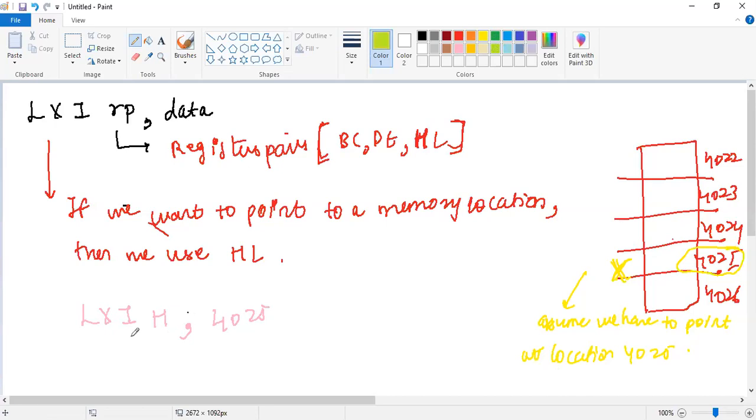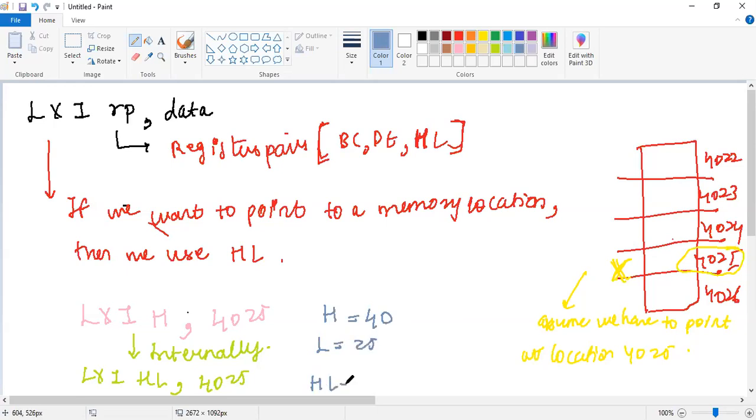Internally, this is nothing but LXI HL only, but for writing, we are writing only LXI H. Now what will happen? In your H, 40 will be copied, and in your L, 25 will be copied. If we combine, HL contains 4025. Therefore, we are pointing here. Means your memory is pointing here. I hope this is clear.